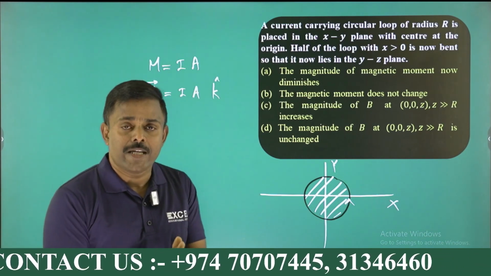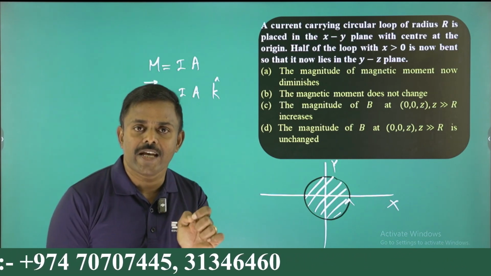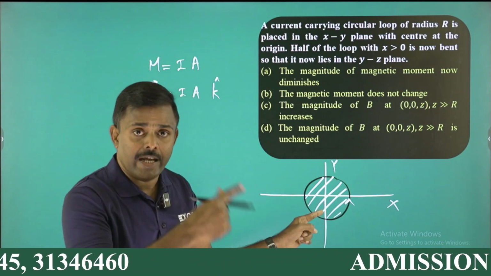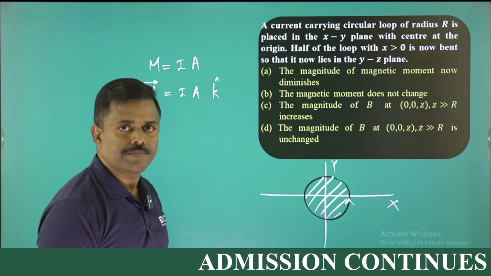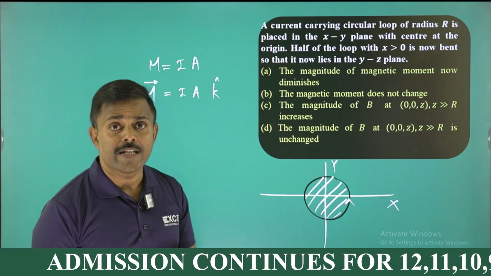Because, I repeat one more time, x-axis is characterized by i cap, y-axis is represented by j cap. The area here is along z-axis coming out of the board, it is k cap. Now this is the first case. Now let us look at the second case.